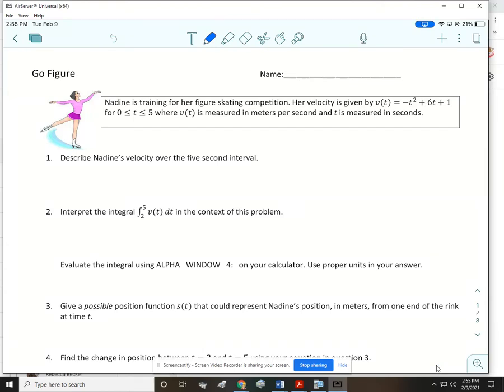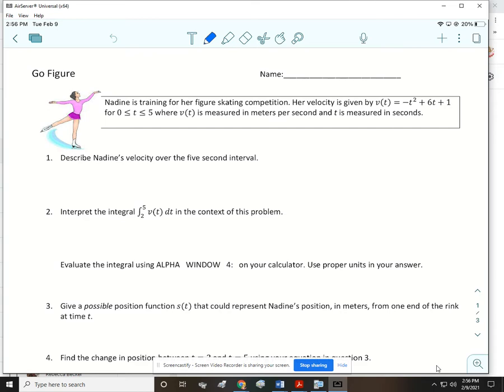All right, so today we're going to move on to the fundamental theorem of calculus part 2, and we're going to build a little bit on part 1. But I do want to do this introductory exercise. So Nadine is training for her figure skating competition. Her velocity is given by that v of t function for t between 0 and 5. And velocity is measured in meters per second, and t is measured in time.